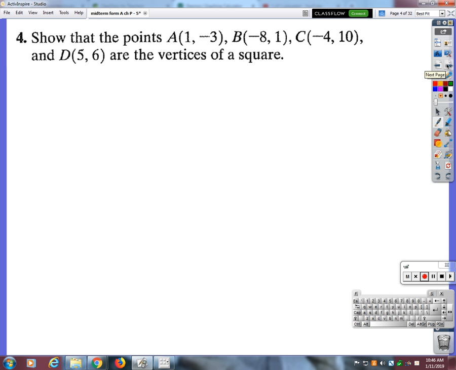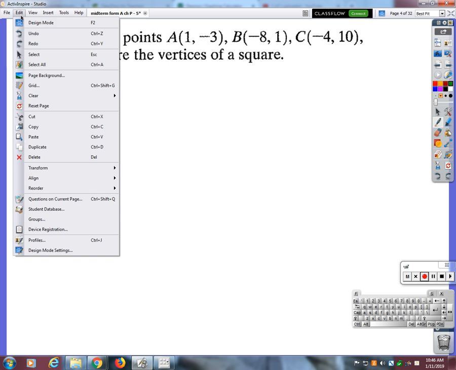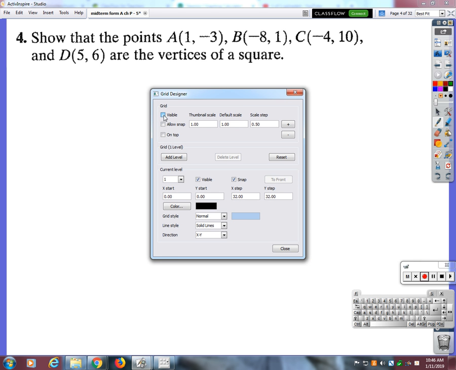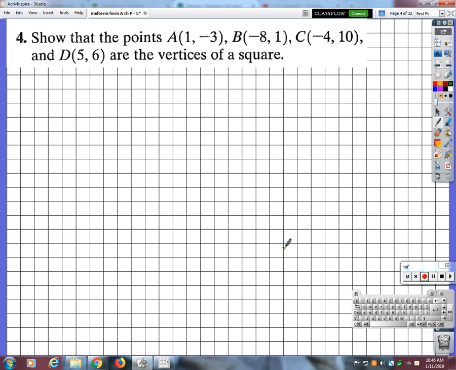Okay, number 4, show that the points are the vertices of a square. How do you want to do that? You want to draw a thing? Seems like it. Good start anyway.